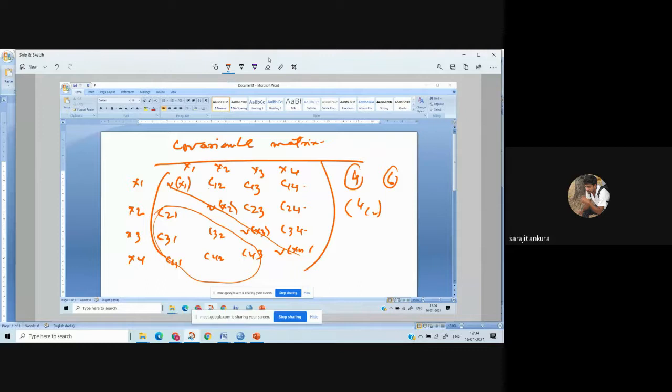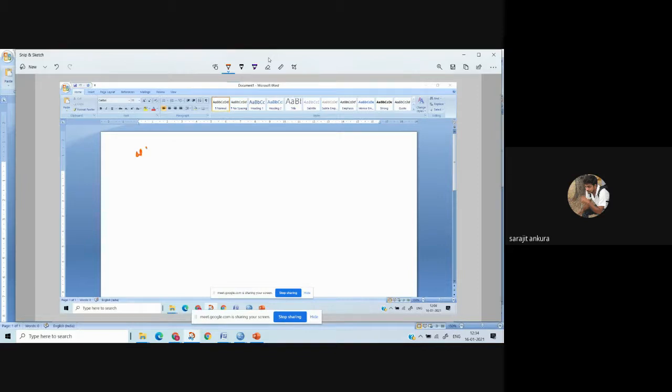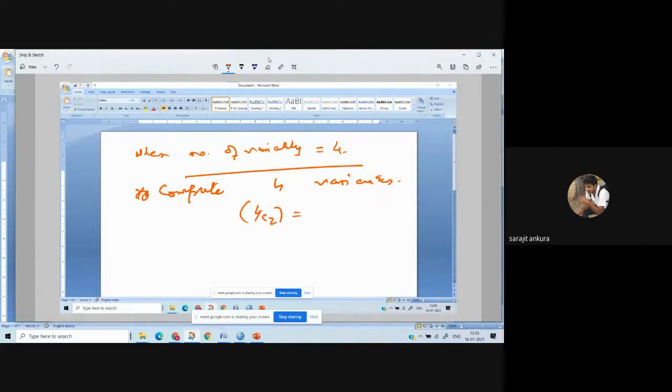I'm showing you one thing, just try to understand. Say when the number of variables is equal to 4, then you have to compute 4 variances and 4C2, that is 6 covariances. So in total, you have to compute 4 plus 6, that is 10.